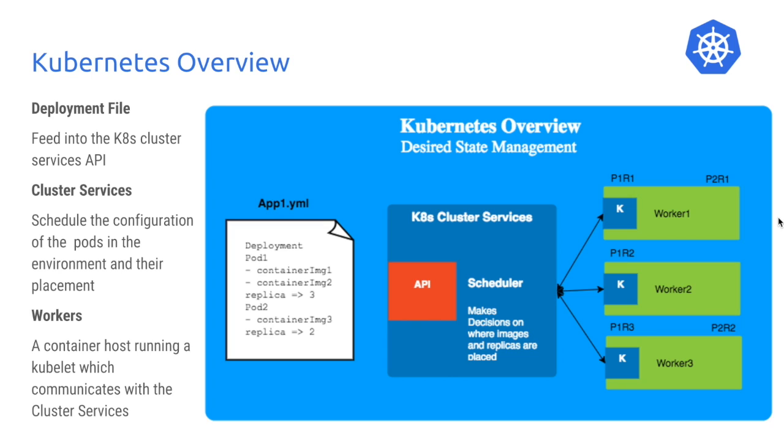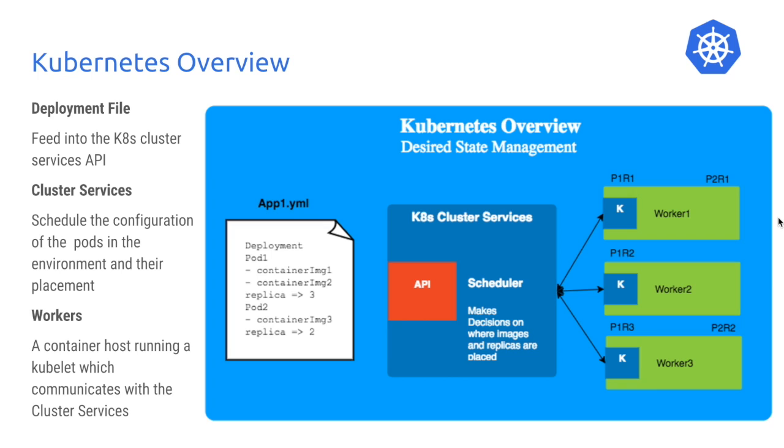So Kubernetes is an orchestration tool for desired state management. So what I've got here a diagram of is we've got our deployment YAML, or an app1 YAML, which contains our deployment, which has pod 1 in it and pod 2 in it. And pod 1 contains 2 images, and it needs 3 replicas, whereas pod 2 contains image number 3 and has 2 replicas. This YAML file will communicate with the API piece that you see in the k8s cluster services, which is the Kubernetes cluster service.